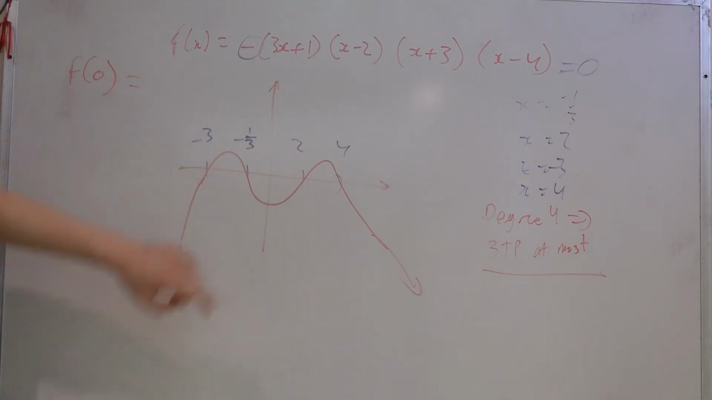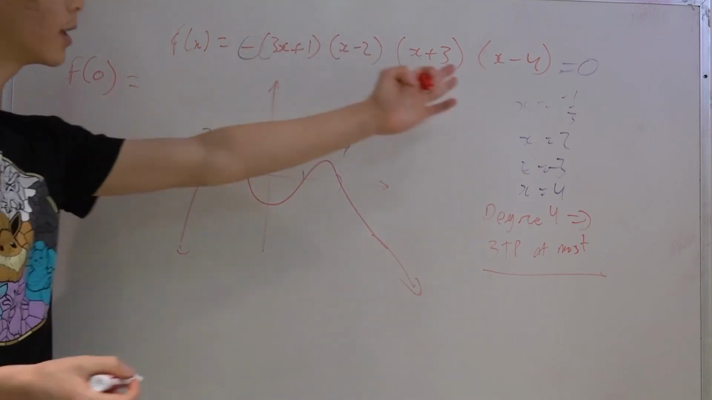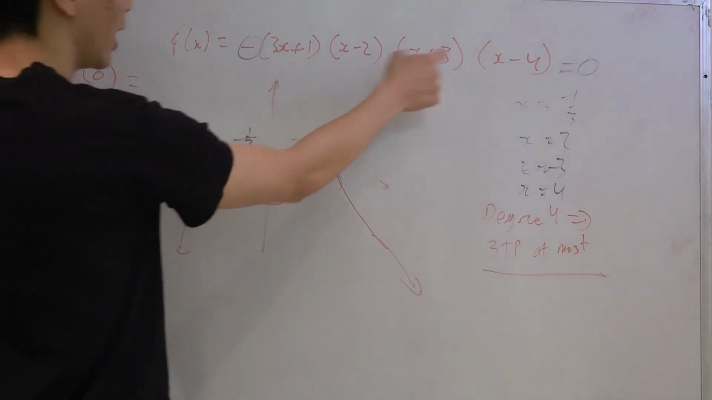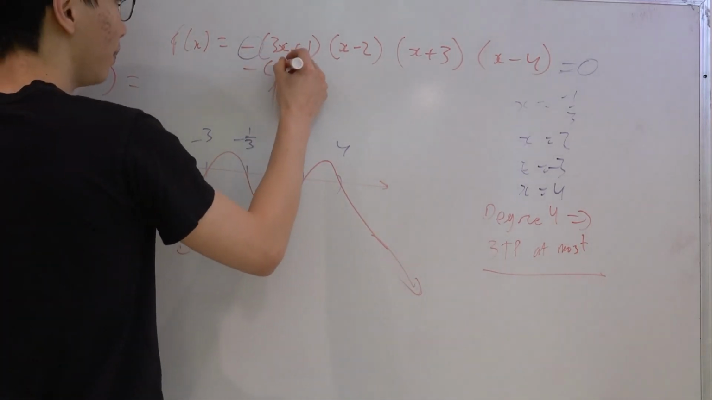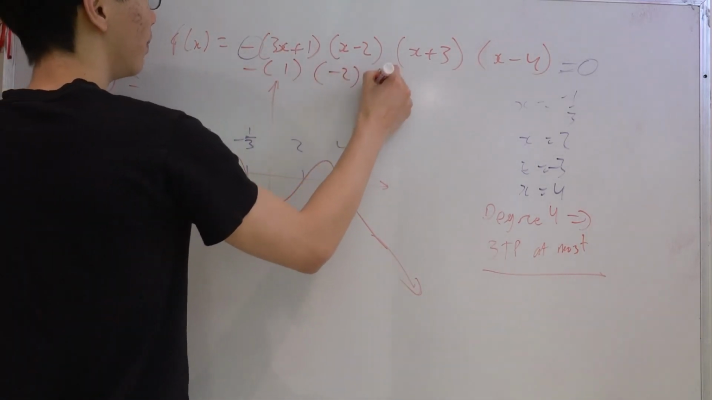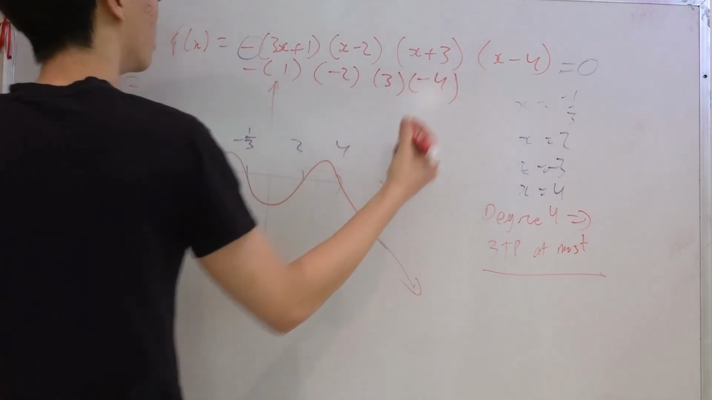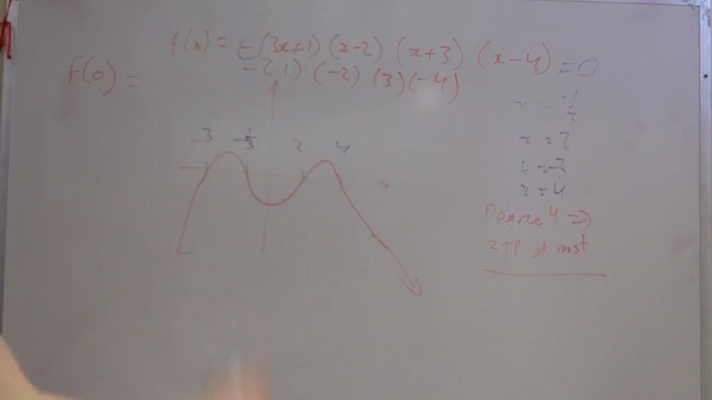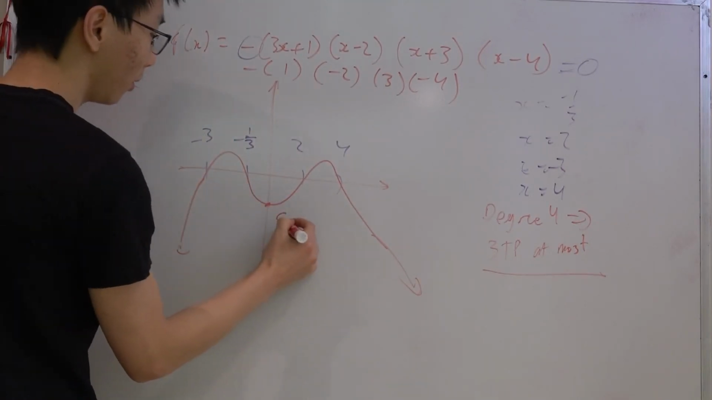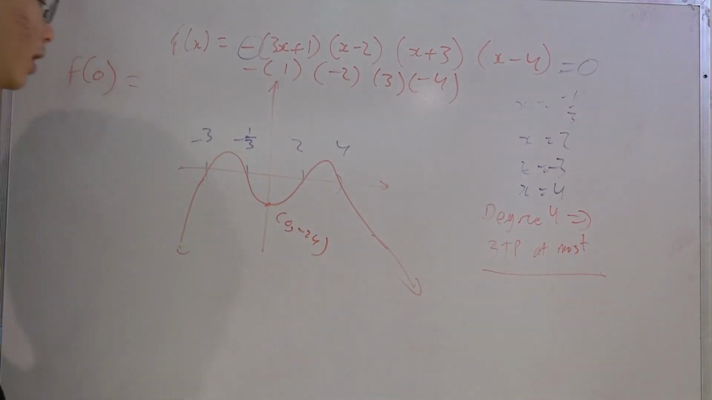This is x equals 0. So you just look at this and stick in a 0 wherever you see x. And this is pretty easy. You just get negative 1 times negative 2 times 3 times negative 4. You can do that, what is it, 8, 24, negative 24. So this is the point 0, negative 24, okay? It just adds one tiny extra detail to your function.